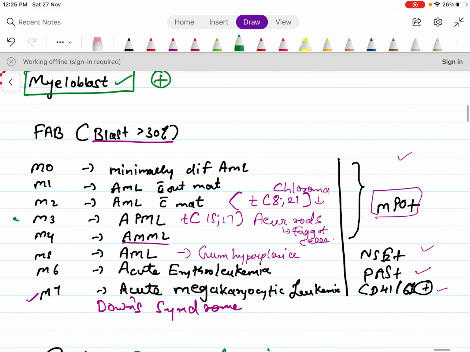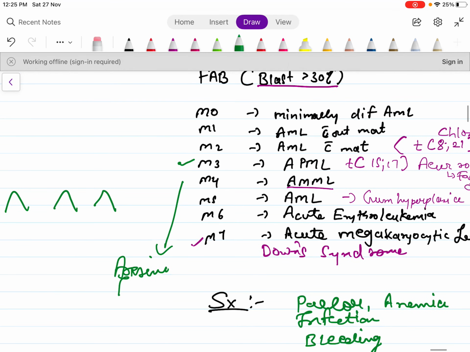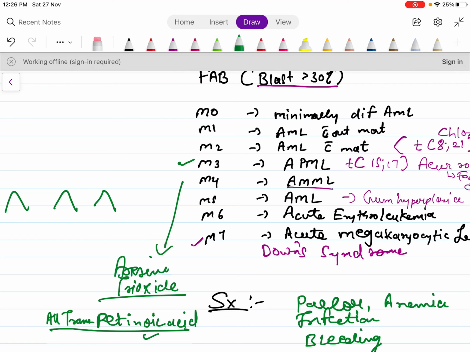Now for this M3 stage, the treatment that can be given is arsenic trioxide, or we can also give a vitamin, that is vitamin A, for this particular disease. This is all-trans retinoic acid, because this will help in differentiation of this particular M3 cells.